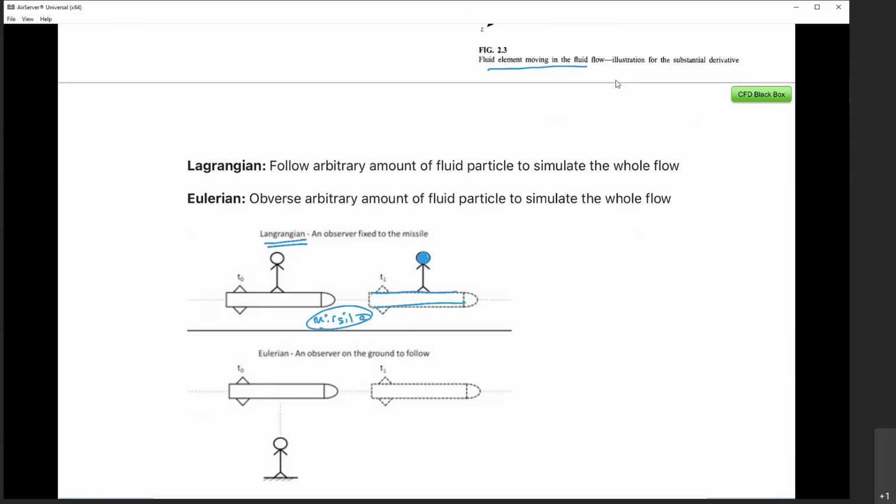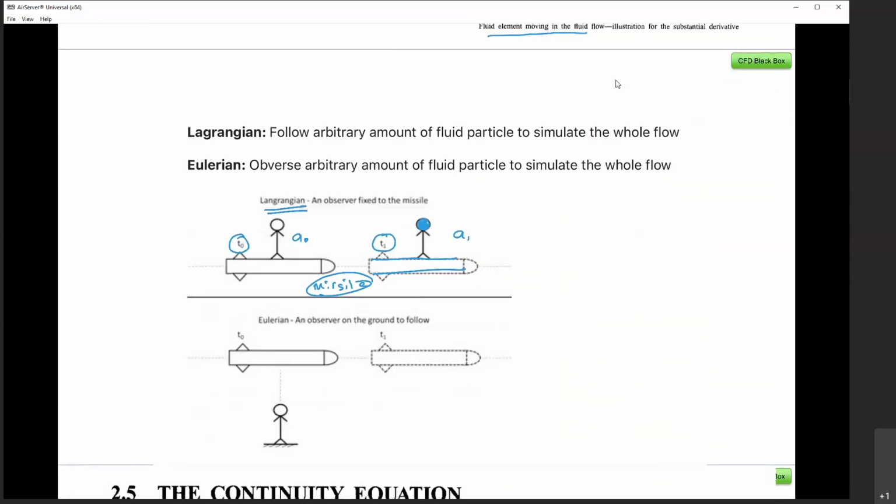Let's say this is position A naught, the original position. This is A1. This is T naught, the original time or zero time. This is the time after it moved. So Lagrangian means the observer will be fixed to the missile.